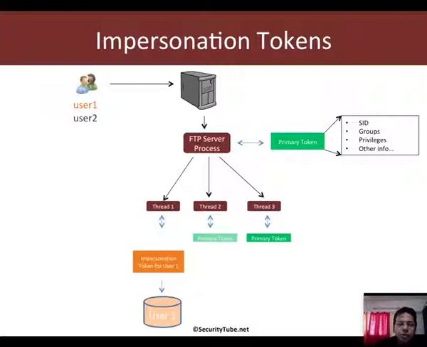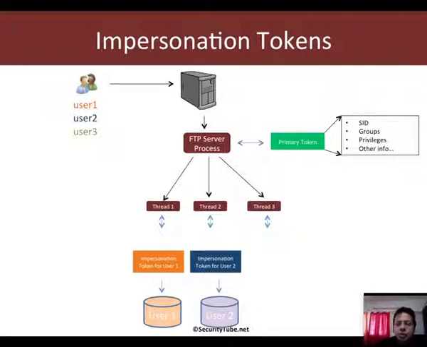Similarly, when user 2 or user 3 logs on, the threads which are used to service them get impersonation tokens for those users, and thus it is possible for the same server process to service multiple users with different impersonation tokens used in each case.